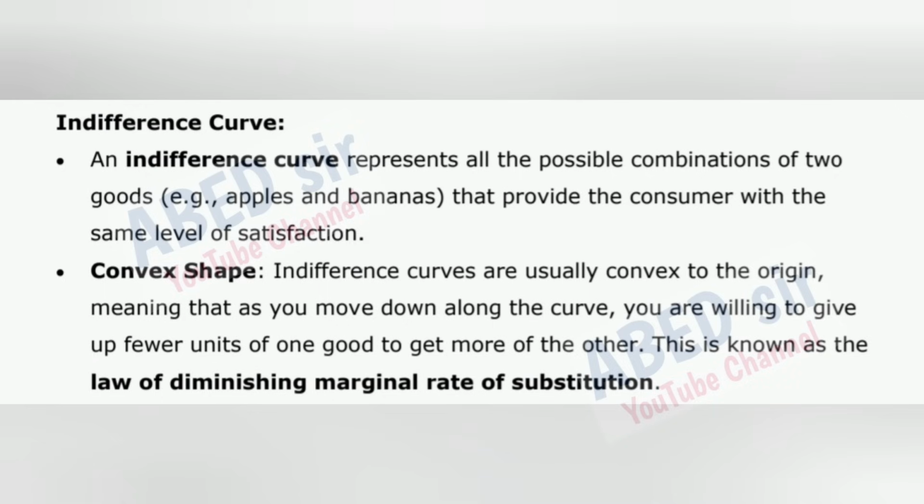Convex shape. Indifference curves are usually convex to the origin, meaning that as you move down along the curve, you are willing to give up fewer units of one good to get more of the other. This is known as the law of diminishing marginal rate of substitution.